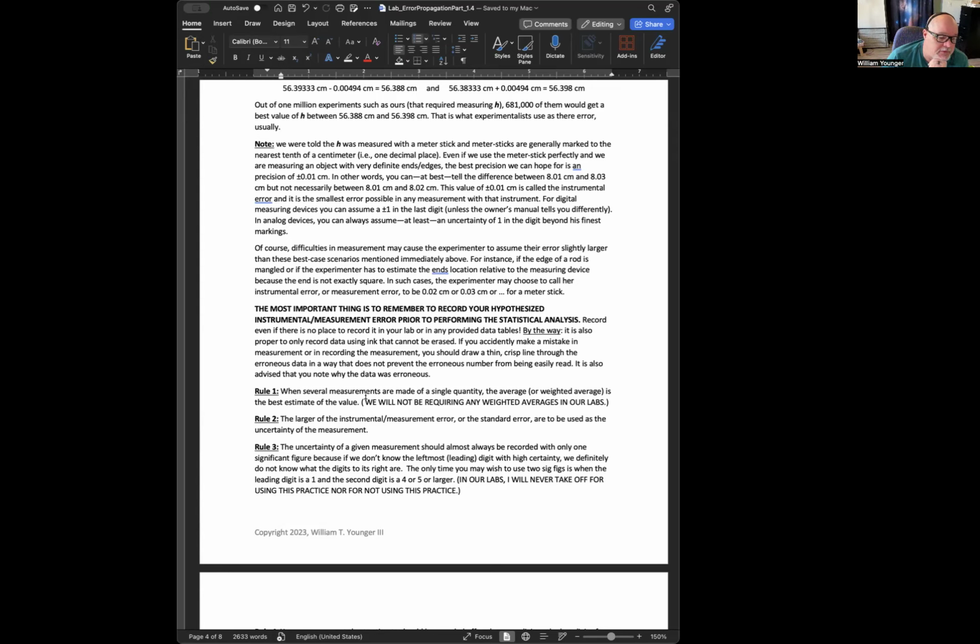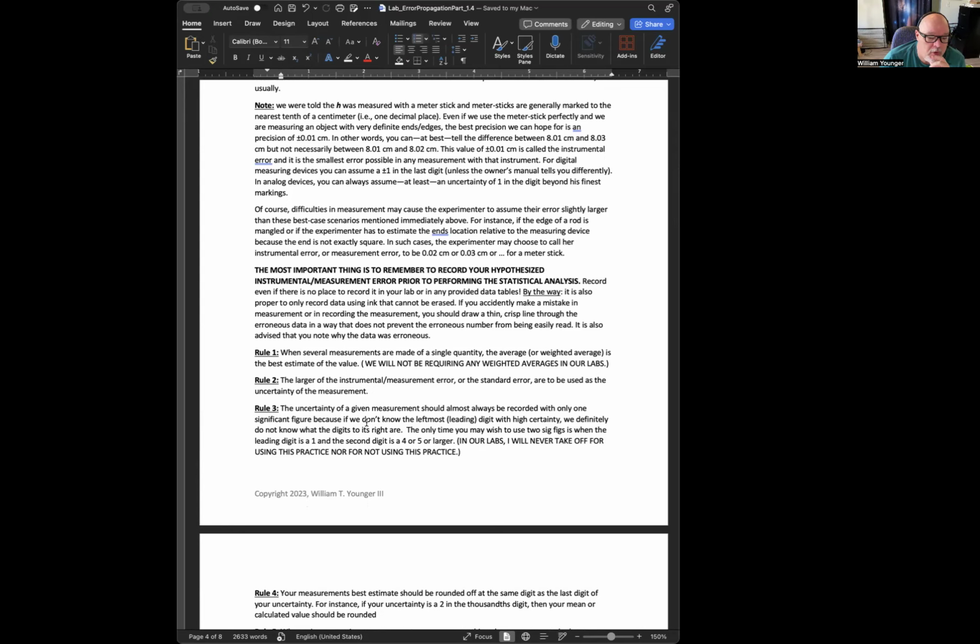Now, rule three: the uncertainty of a given measurement should almost always be recorded with only one significant figure, because if we don't know the leftmost leading digit with high uncertainty, we definitely don't know the digits to its right. Same thing I was explaining to you a second ago. If the standard error is 0.00494, having an error of 4 in the third decimal place means the error of 9 in the fourth decimal place is almost meaningless. Why would you even list it? So that's all that's saying.